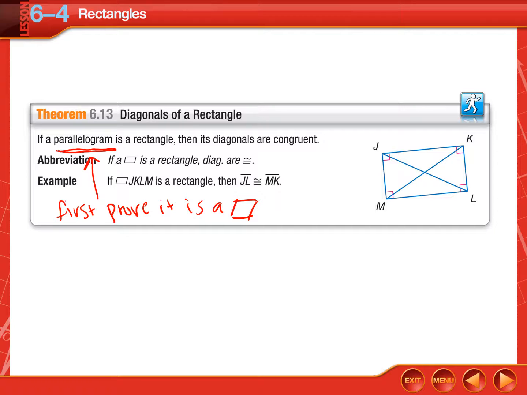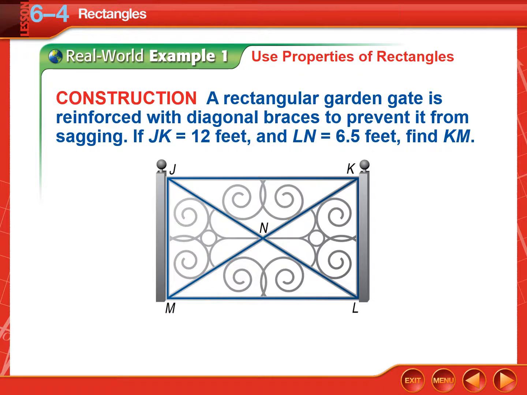Okay, so make sure you understand that terminology, that you have to make sure that something's a parallelogram first before you can say it's a rectangle. Okay, so then its diagonals are going to be congruent. So then JL is going to be congruent to MK. Okay, also don't forget that because this is a parallelogram, we know that those diagonals are also going to bisect each other. So, okay, let's go ahead and do a problem.